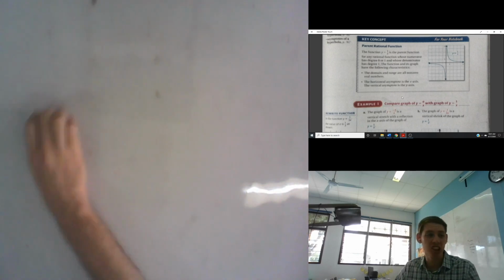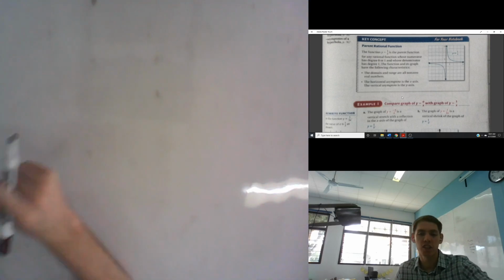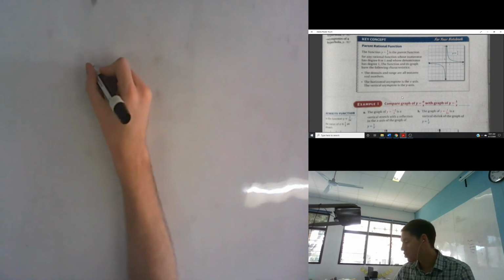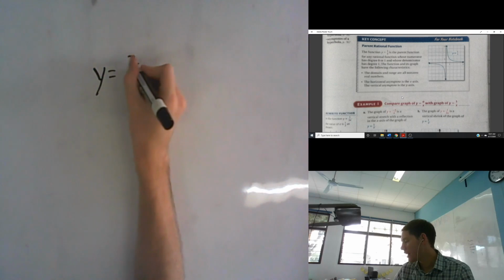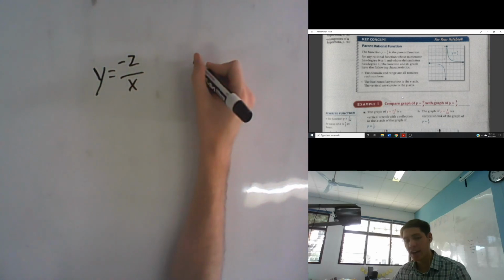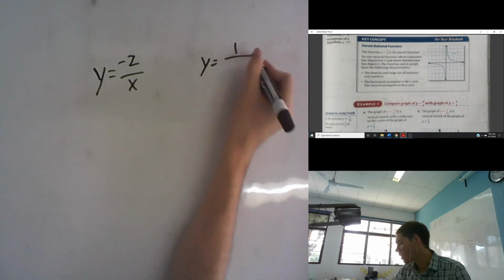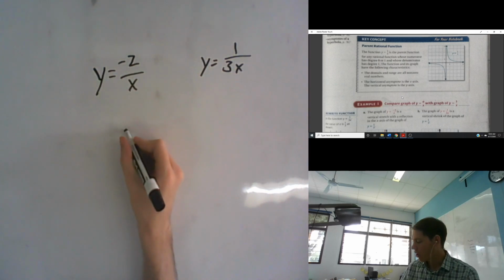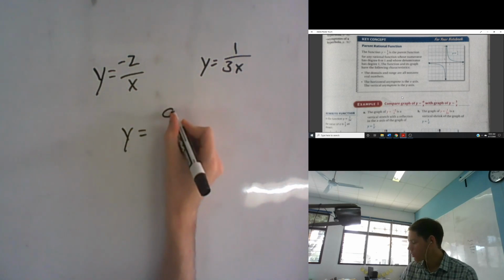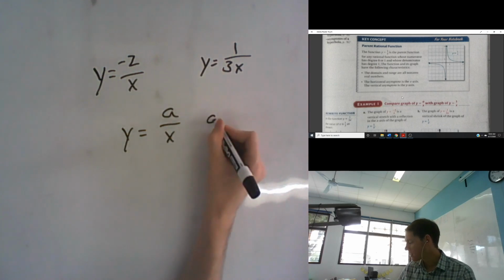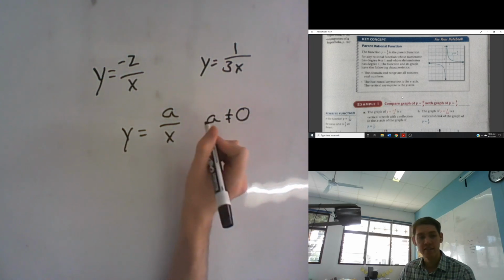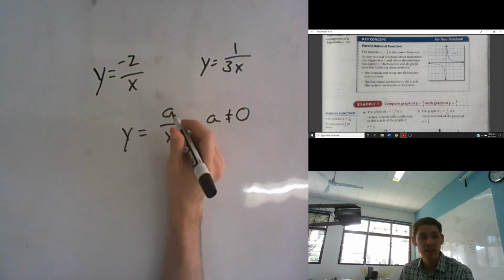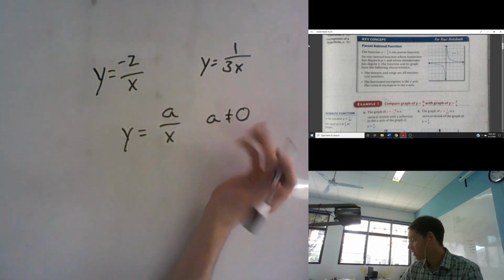Okay? We're going to be in these rational functions. Rational just means a ratio of 2 functions. It's basically there's division involved. Okay, so we're going to draw y equals negative 2 over x and y equals 1 over 3x. Now both of these are the function y equals a over x, where a is some number that's not 0. It can be any number besides 0. It can be negative 0.5, negative 3, positive 10, whatever, doesn't matter.